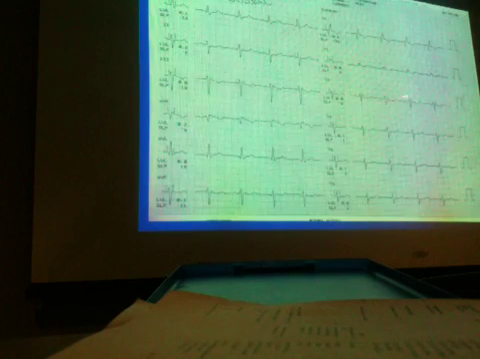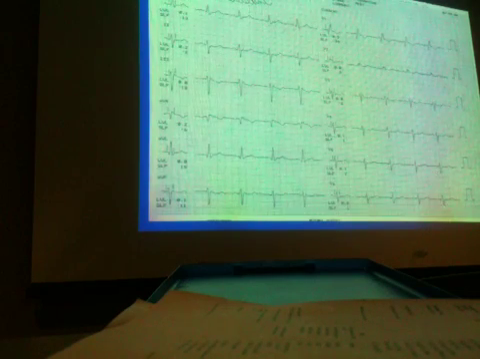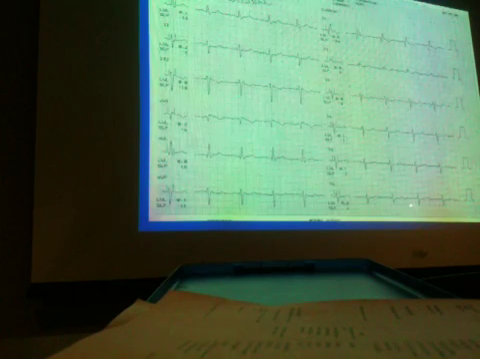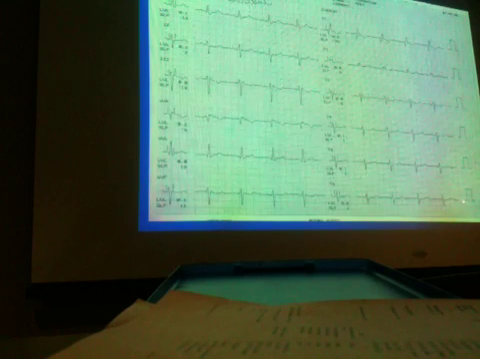Okay. And so if we think this is the right bundle, we're going to go down here. It's not as wide as the last one we saw, but you see how the S wave is not hugging the QRS, it's sort of pulled away from it.